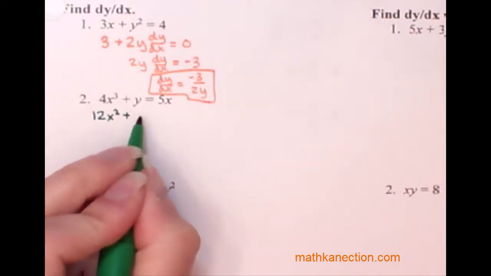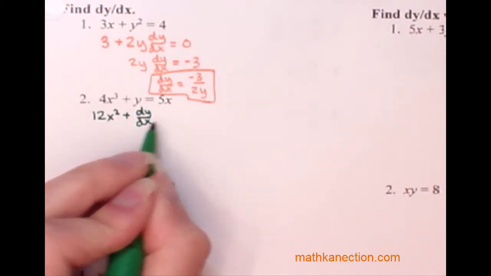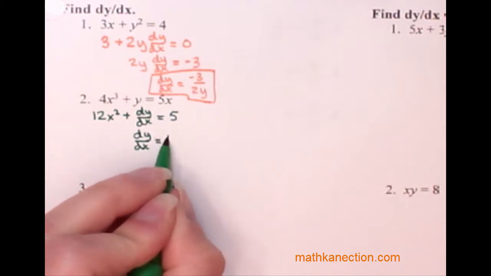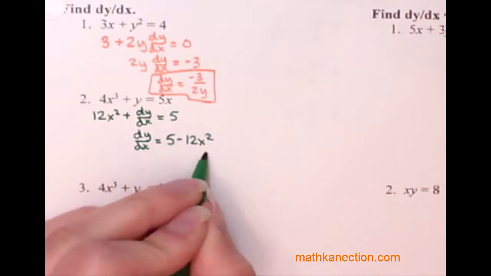Derivative of 4x cubed is 12x squared, derivative of y is dy/dx, and the derivative of 5x is 5. Subtracting over the 12x squared, dy/dx is equal to 5 minus 12x squared.